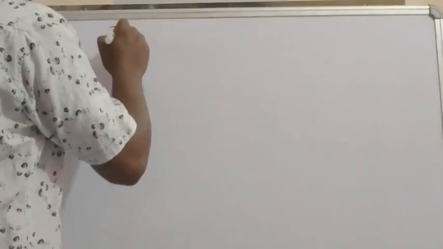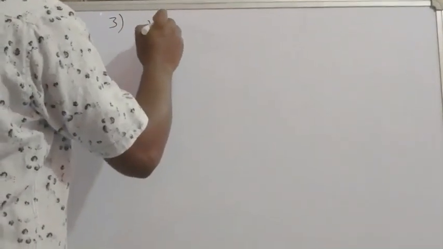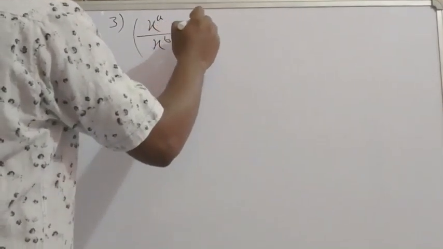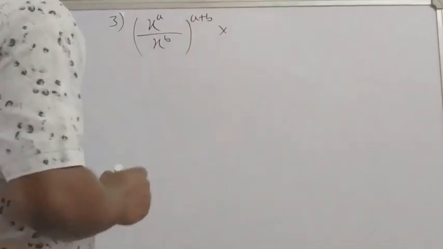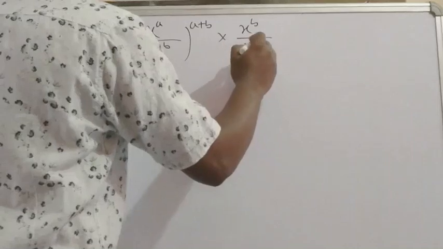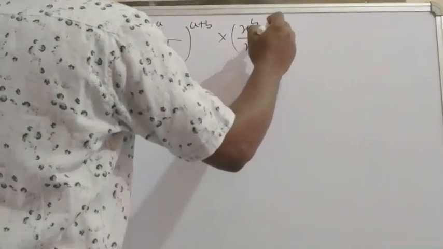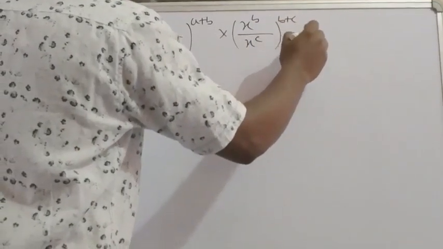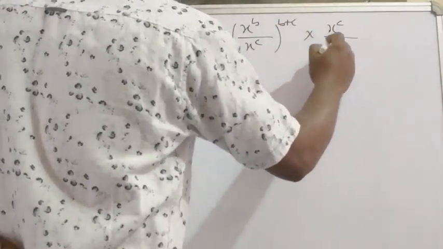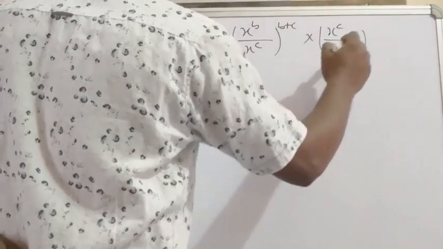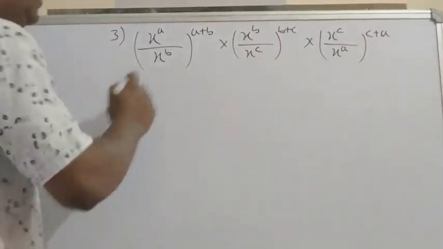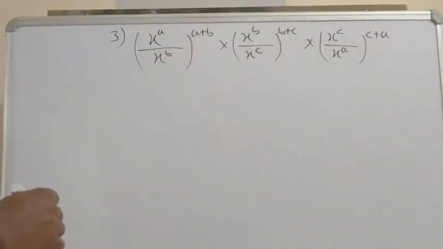Question number 3. x to the power a divided by x to the power b, to the power a plus b, into x to the power b by x to the power c, to the power b plus c, into x to the power c by x to the power a, to the power c plus a. The question is given this much. We have to simplify or solve.